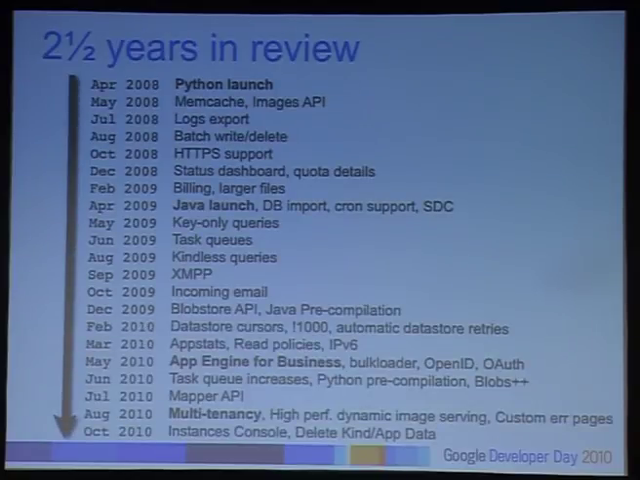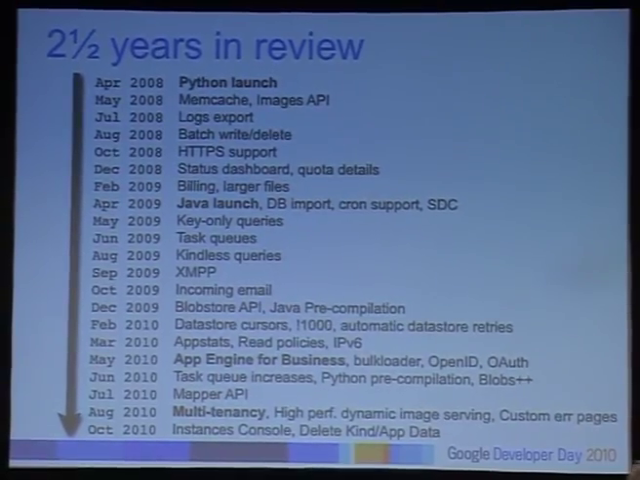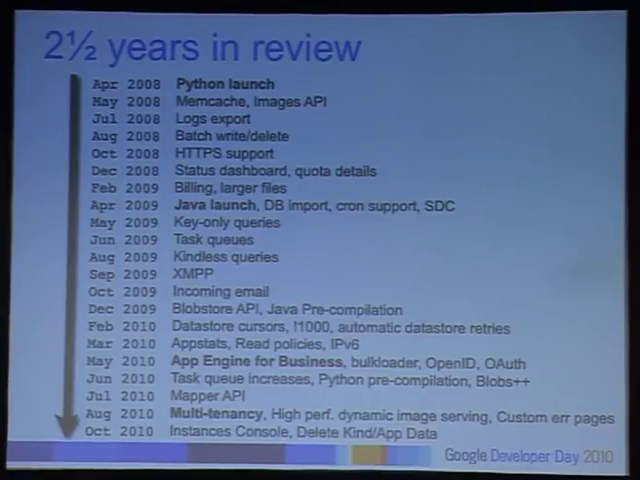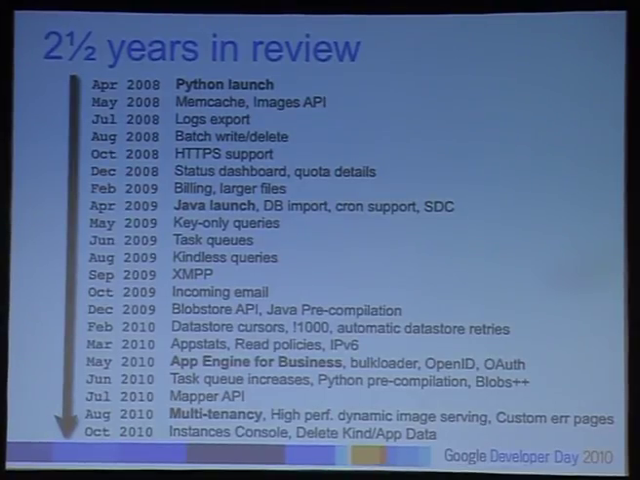So in the last 2.5 years, these are some of the highlights that I took out of the blog. I just walked through, and every time we had a release or an announcement or a change to a feature, I wrote it down here, and then I got rid of all the stuff that didn't fit on the slide. And then I just highlighted a few things. So you see that in April 2008, we announced the Python version of App Engine. A year later, we did the Java launch. And a year after that, we announced App Engine for Business, which includes SQL and other support. And then just recently, we had the multi-tenancy capability added.